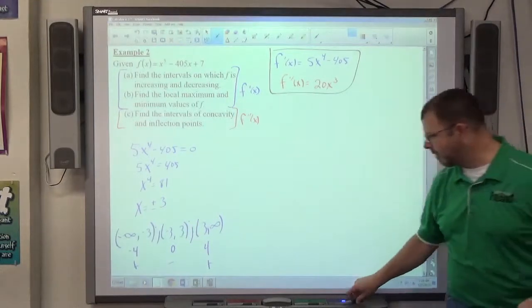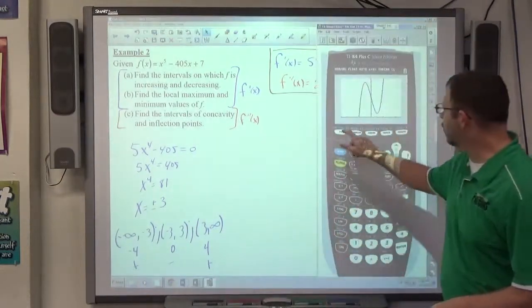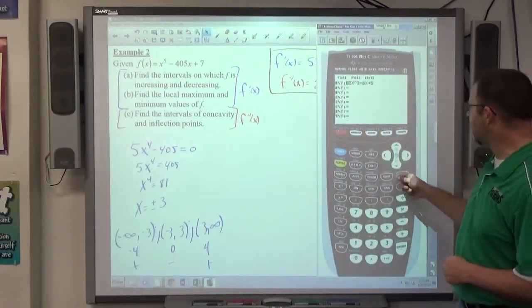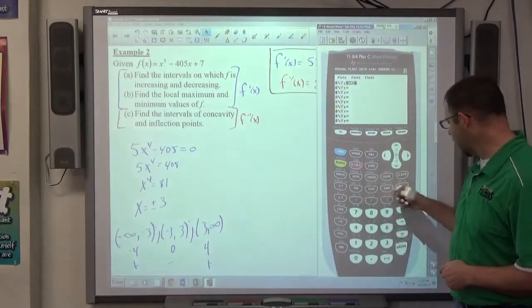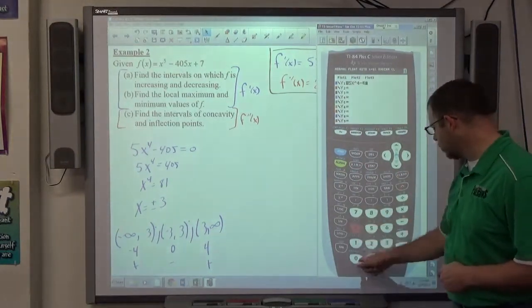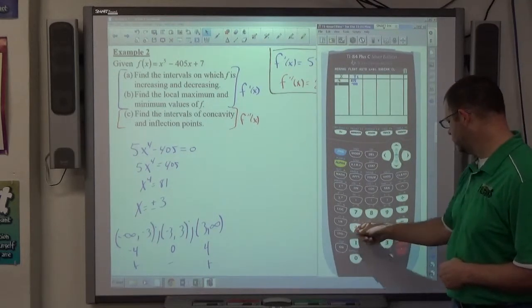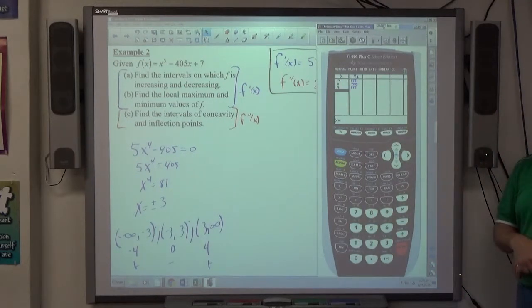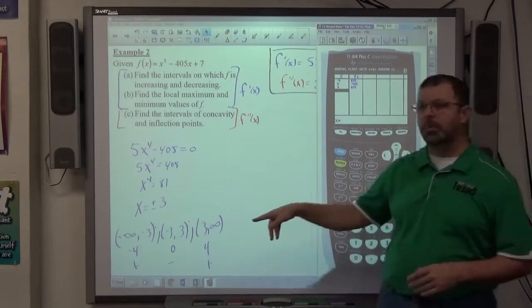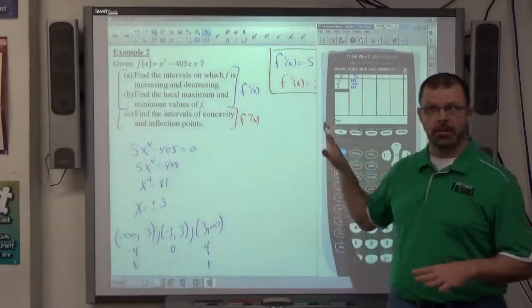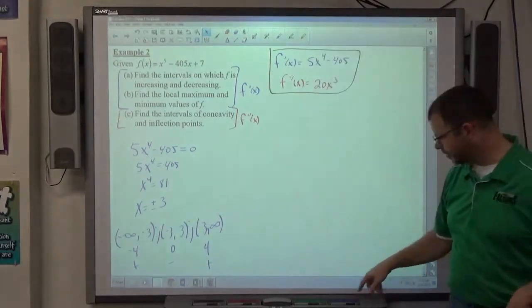If you don't know that, or if you didn't want to go through the mental exercise of doing that, you can always type in your calculator, 5x caret 4 minus 405. Go to your table, type in negative 404, and you see positive, negative, positive. Again, just know that these aren't ordered pairs, these are just telling me signs. All right, so we're not finding answers here.